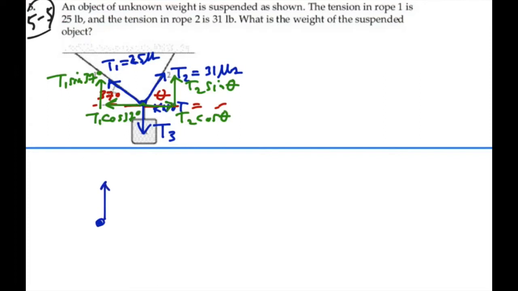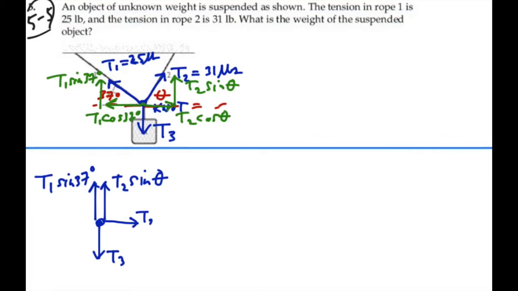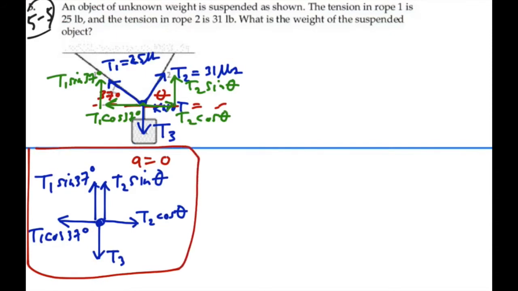Let's make a new free body diagram that corresponds to x and y totally. I'm going to have two components going up: a T2 sine theta going up like this, and a T1 sine 37 degrees also going up. Going down, I'm going to have all of T3. Going to the right, I'm going to have a T2 cosine theta, and going to the left, a T1 cosine 37 degrees. As a result of all these forces, I have no acceleration. So that is my free body diagram of the knot where these three cords come together.